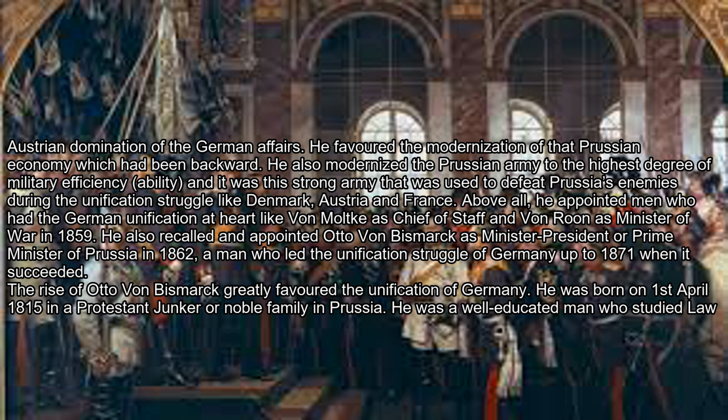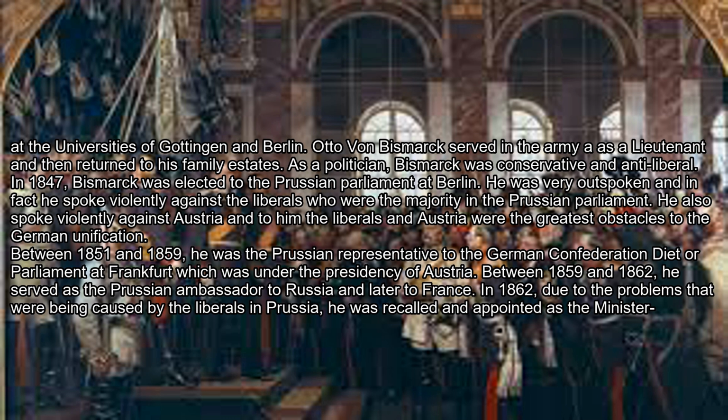The rise of Otto von Bismarck greatly favoured the unification of Germany. He was born on 1st April 1815 in a Protestant Junker or noble family in Prussia. He was a well-educated man who studied law at the universities of Göttingen and Berlin. Otto von Bismarck served in the army as a lieutenant and then returned to his family estates. As a politician, Bismarck was conservative and anti-liberal.